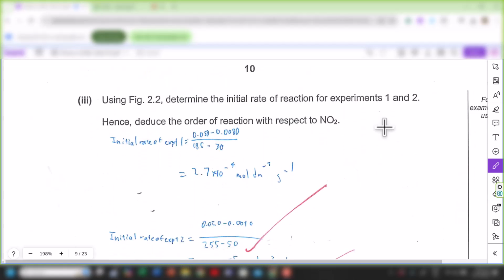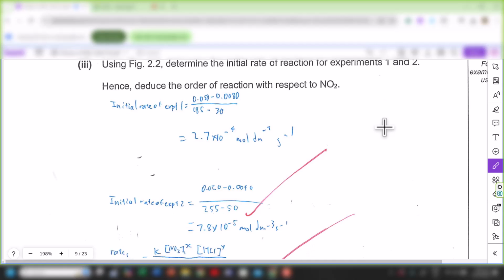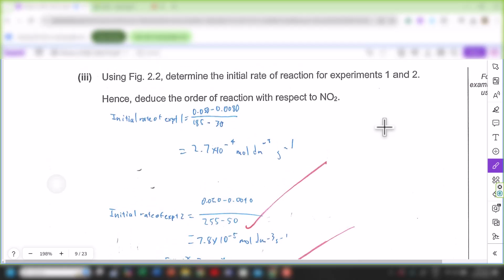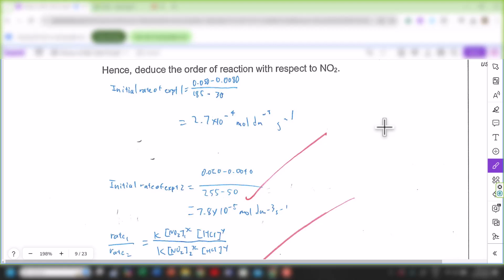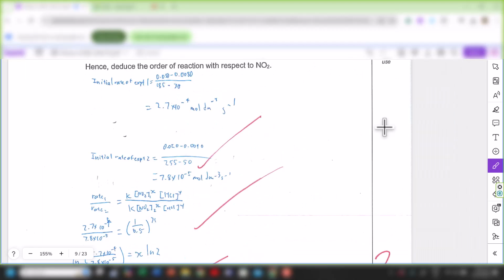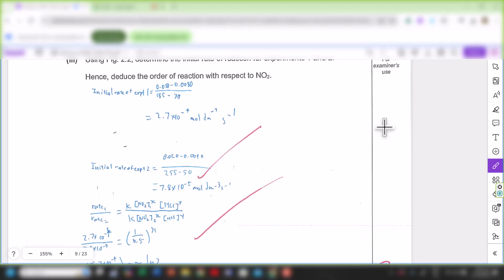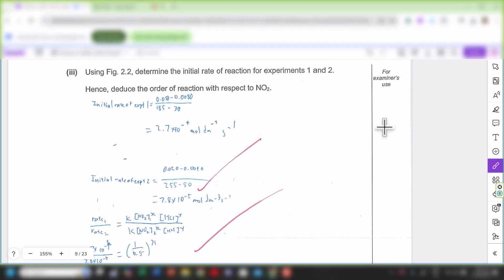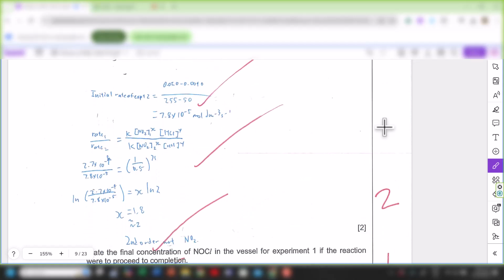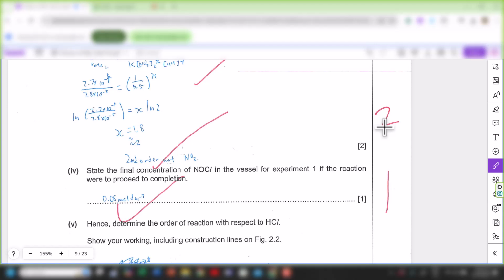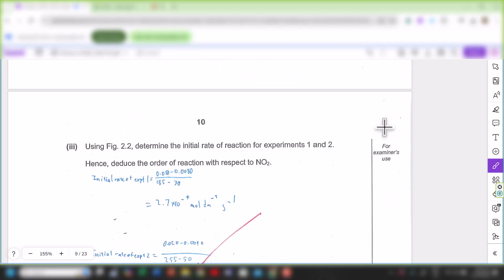Then part 3, using figure 2.2. I think this one is generally well done, so I will skip because I think you have done it quite often already. Deduce the order. So basically draw the tangent at time equals 0, and then you should get an order of 2 for the case of NO2. Then the final concentration of NOCl if the reaction were to proceed to completion.